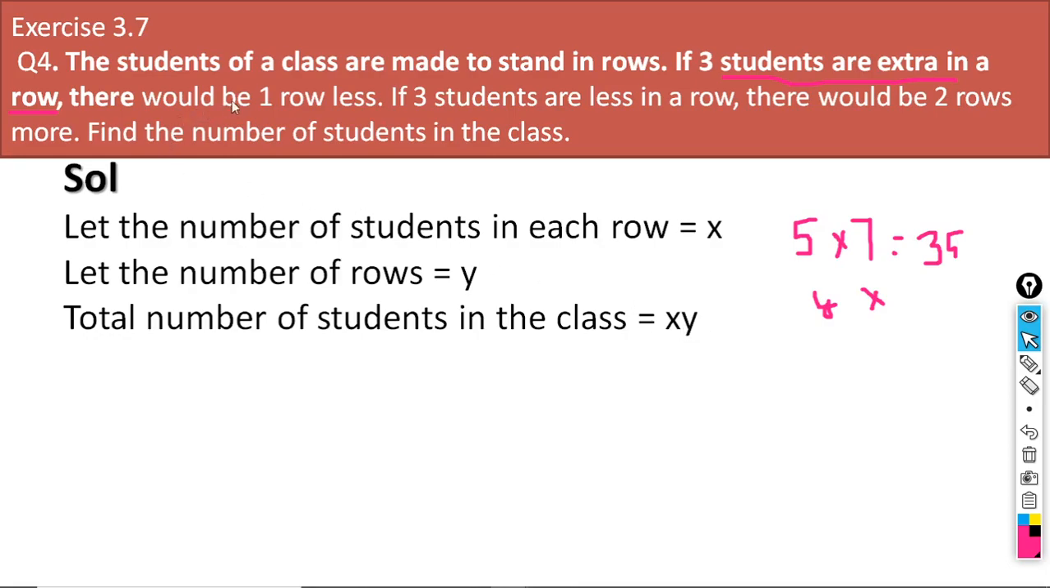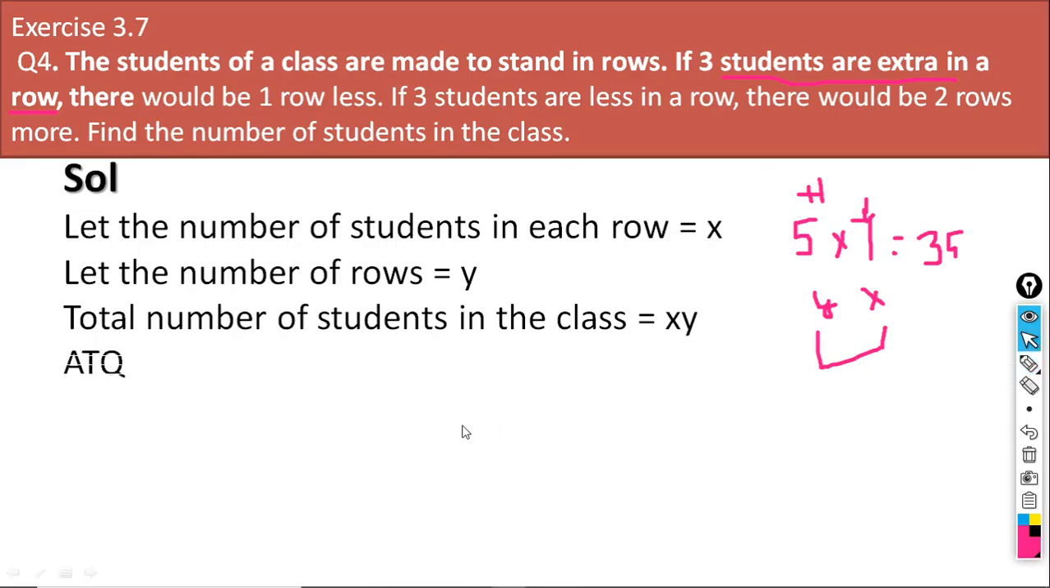So we'll express this statement in equation form. For this you again have to understand one thing. Suppose there have been 5 rows here, and if I am adding a few students in each row, shifting a few students from the other rows, the number of rows will become less. So the number of students in the class will remain the same. This thing is very important to understand.